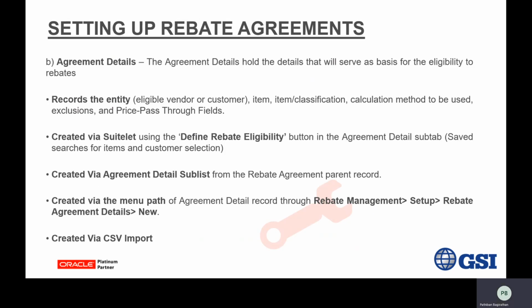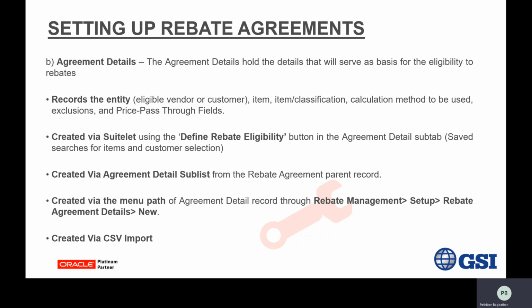And then setting up the rebate agreements. The agreement details hold the details that will serve as basis for the eligibility to rebates. So on the details, the detail is very important. So you can't approve an agreement without having the agreement details filled out. So you need to set up the vendor or customer specific rebate, or is it the item or item classification?